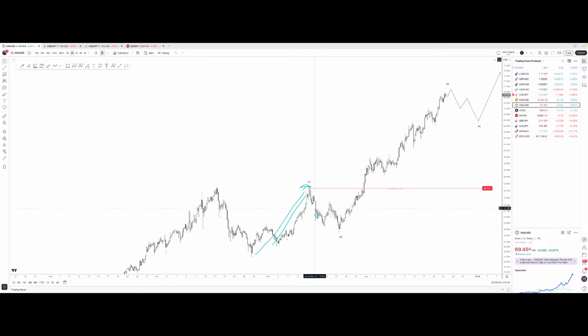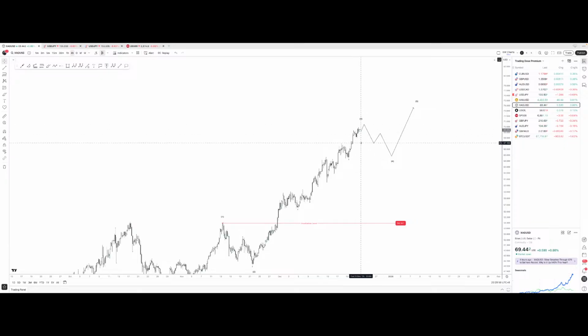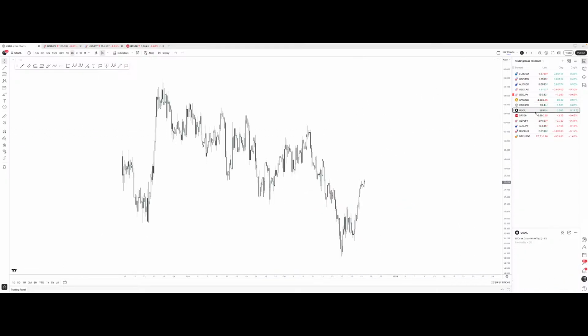Let me remove the drawing, right? So as I mentioned, that's what we want to see right now over here. When price starts to pull back, we will get that signal. We'll know when it happens. Okay? So just be patient on silver and gold. Okay.